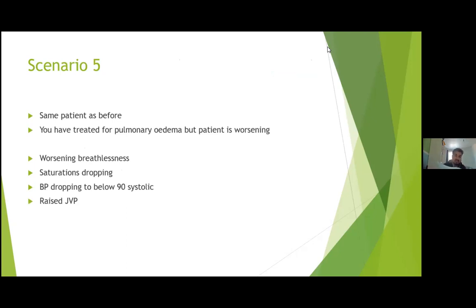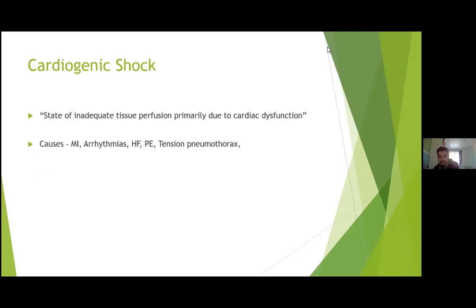So you've given them 15 liters non-rebreathe, but they're still saturating 89, 90%. The blood pressure is dropping to below 90 on systolic. They've got a raised JVP. Basically this patient is quite unwell. They're quite unwell and they're shutting down. And you probably need urgent senior help here at this point. And this is most likely a cardiogenic shock.